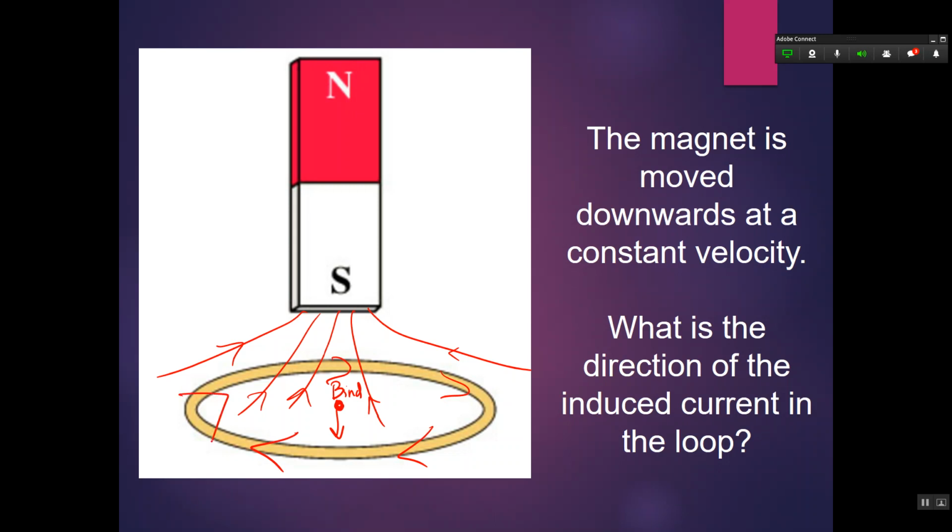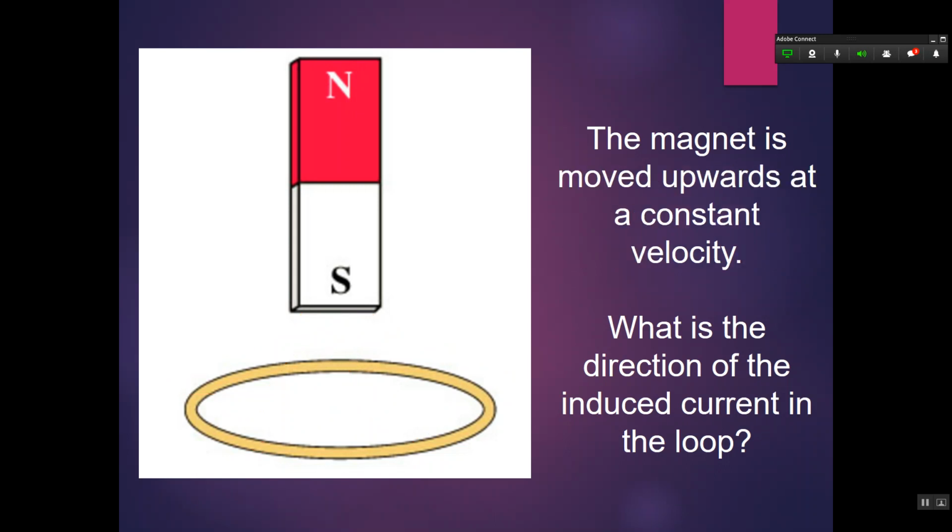All right. Because there is a law of magnetic inertia, it doesn't want the flux to increase. So it's going to produce an opposing magnetic field to balance it, to keep it balanced out. Okay. Now that was a doozy. Let's do it again. This time the magnet is moving upwards.